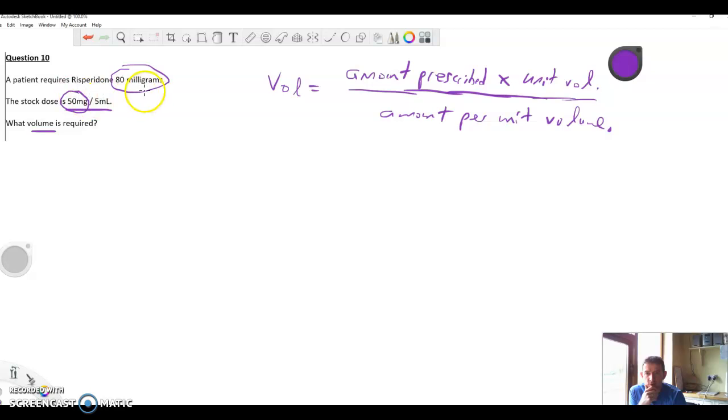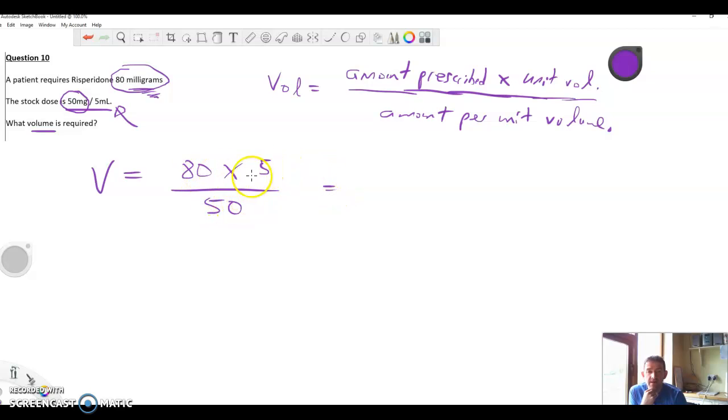They both have the same units, milligrams, so our units are okay. And the unit volume, that's it there, 5 mils. So our volume V is going to be equal to 80 multiplied by the unit volume, 5, all over the amount per unit volume, 50, right?